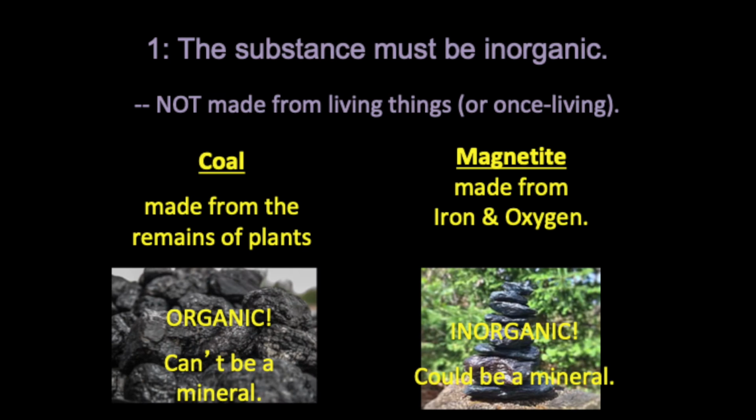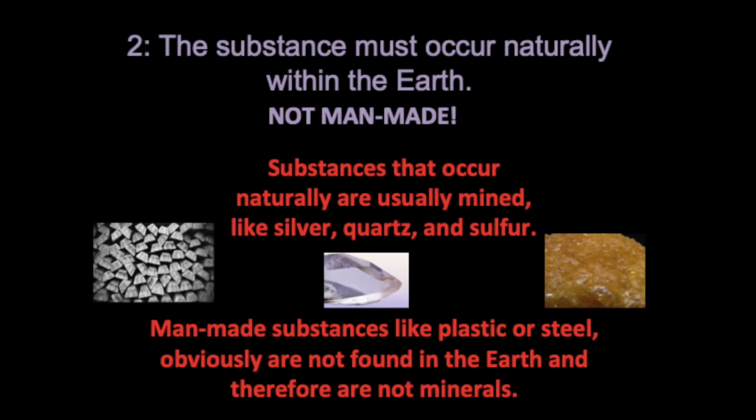Number 1, the substance must be inorganic. What does inorganic mean? It means not made from living things or ever made from anything that was once living. Number 2, the substance must occur naturally within the earth. It cannot be man-made. Substances that occur naturally are usually mined, like silver, quartz, and sulfur. Man-made substances, like plastic or steel, are not found in the earth and therefore cannot be minerals.